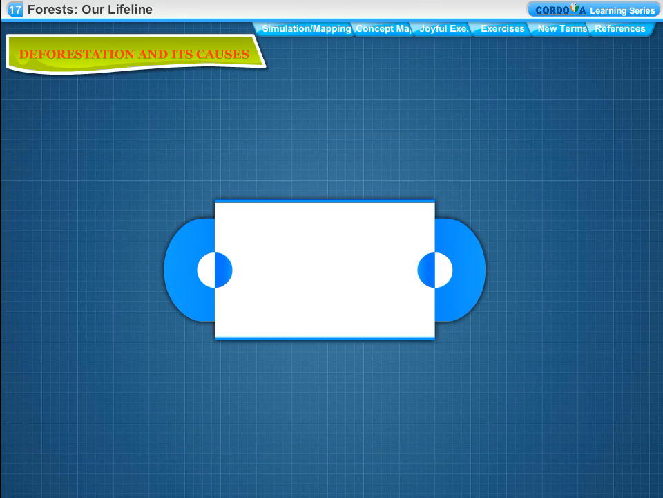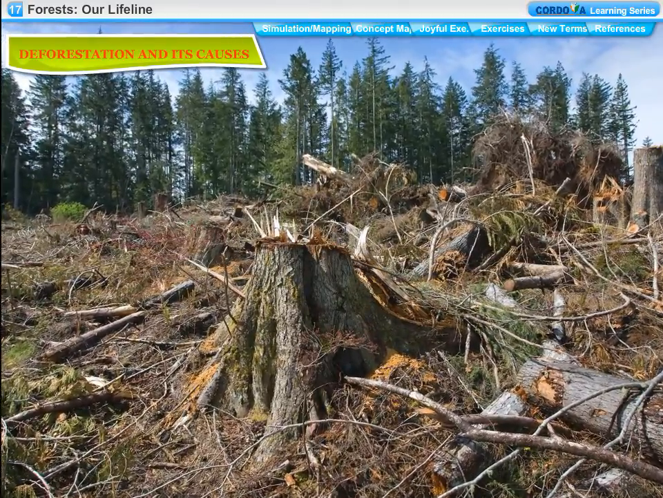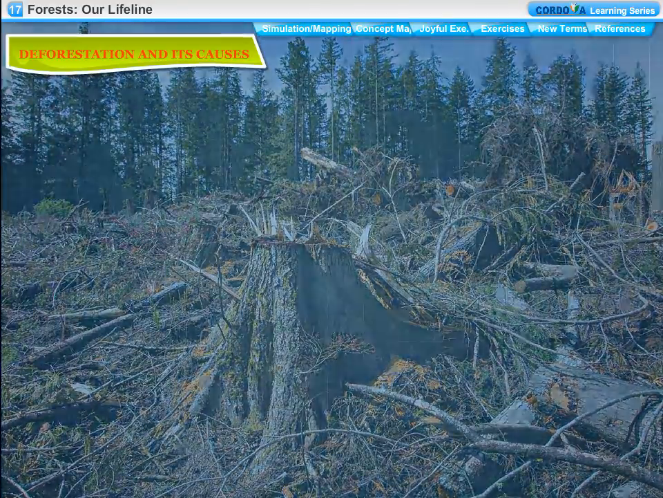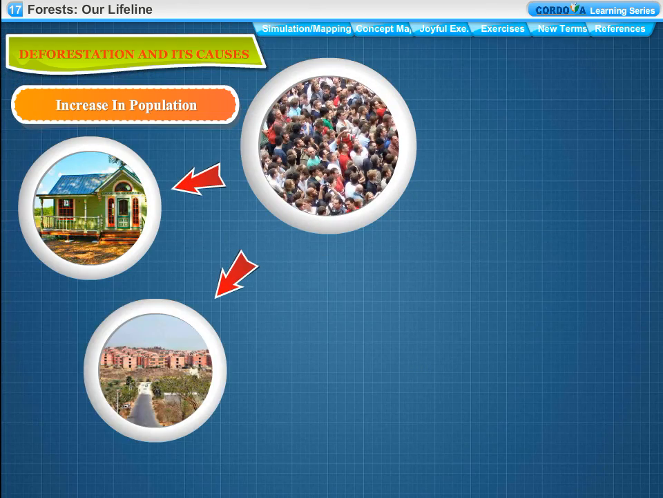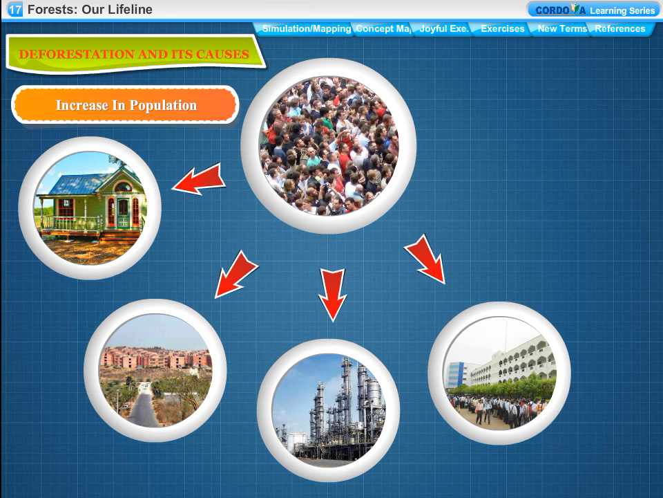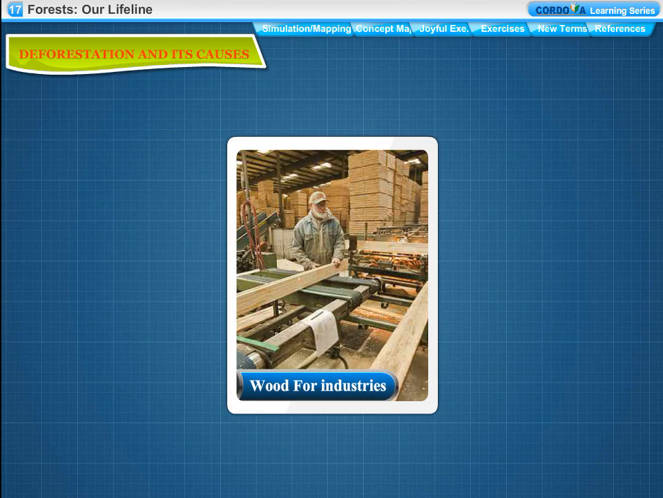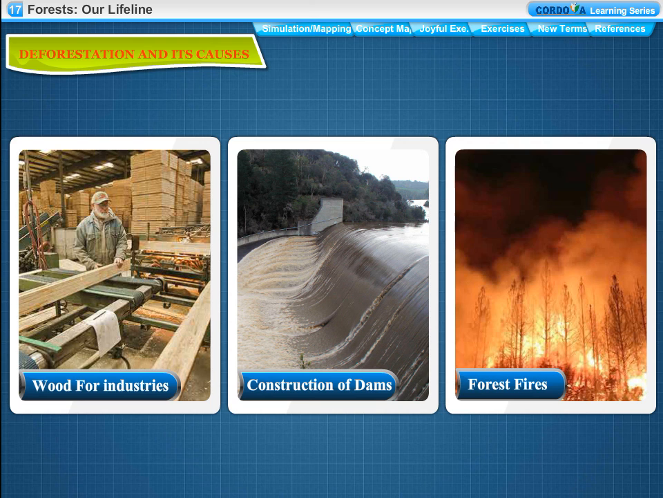Deforestation and its causes. Clearing a forest by cutting trees to fulfill our need of wood and land is called deforestation. Increase in population. With the increase of population accompanied by technological advancement, more and more land is required for housing colonies, industries, educational institutions, offices, etc. Wood for industries. Construction of dams. Forest fires.